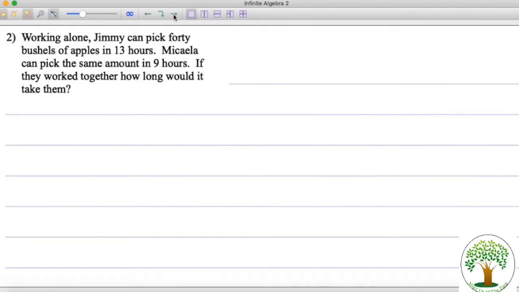Working alone, Jimmy can pick 40 bushels of apples in 13 hours. Micaela can pick the same amount in 9 hours. If they work together, how much would it take them? So I want you to first give me that first basic equation that I had at the top. Something plus something equals together. Jimmy plus Micaela equals together. I'm going to do a T.